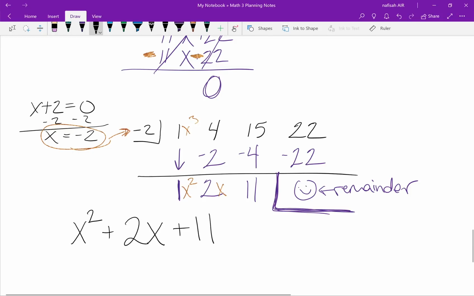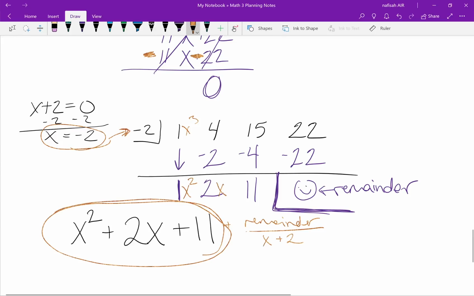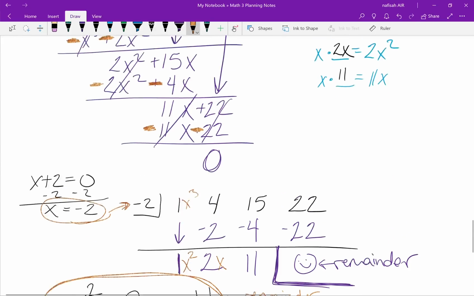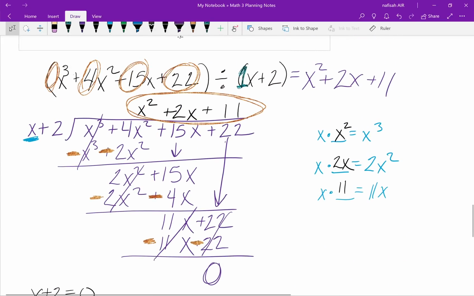And if I had a remainder, then I would have plus the remainder, whatever number that was. If the remainder was 5, I'd have 5 over what I started off with, which was x plus 2, if I had a remainder. But this is my answer right here. And if you notice, it's the same exact answer.